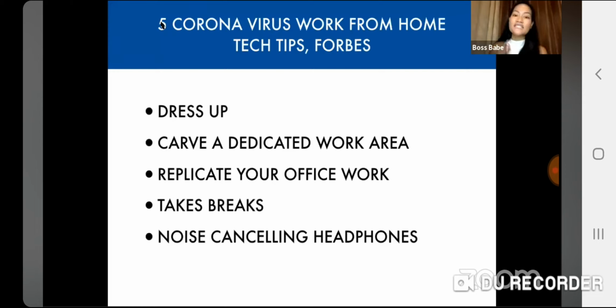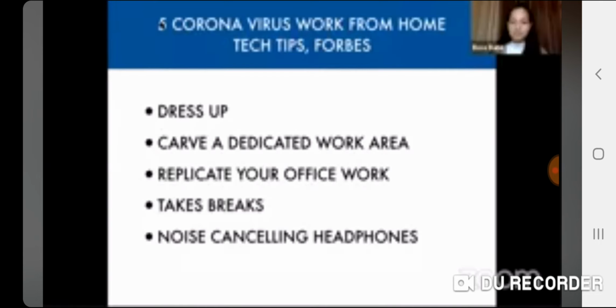Number 2 is to carve a dedicated work area. So choose a work area in your house. Okay? Kasi naka-house arrest na yung lahat. Choose a dedicated area in your house na your laptop will be there, your gadgets will be there, okay? And number 3 is replicate your office work. So whatever your work was in the office, just replicate it at home, however you can do it. All right. So entrepreneurs, adapt and adjust.